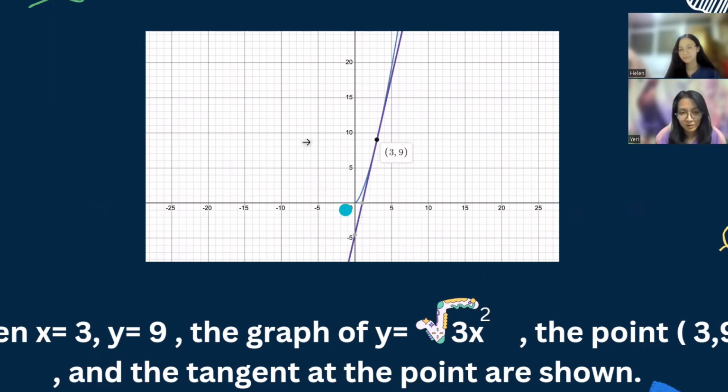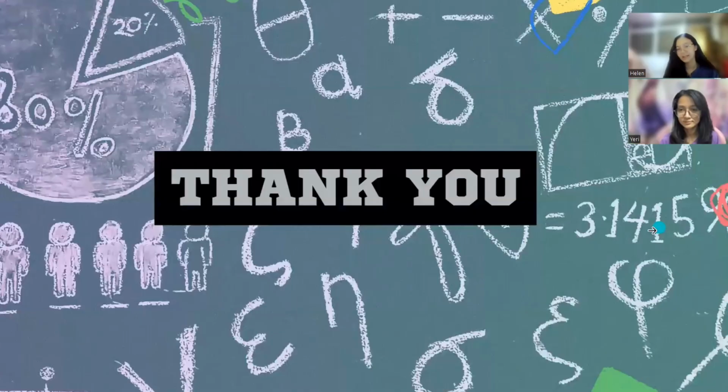So here is the graph of y equal to root of 3x squared at the point (3, 9), and we also show the tangent at the point. So here is the end. And overall, we can recap that firstly, we find the slope of the function, and then by substituting, we can get the final equation of the function. So also we can check whether the answer is right or wrong by using other strategies.